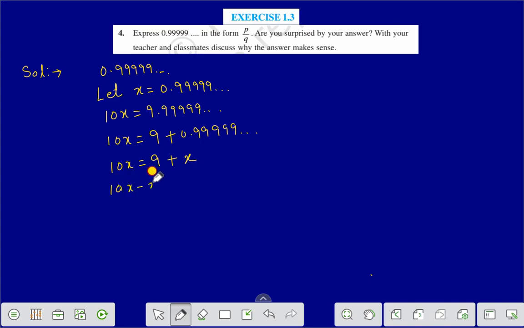So 10x minus x is equal to 9, or 10x minus x is 9x, which is equal to 9. Therefore, the value of x is equal to 1, and that is the answer.